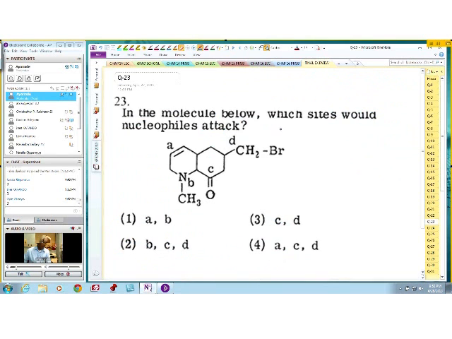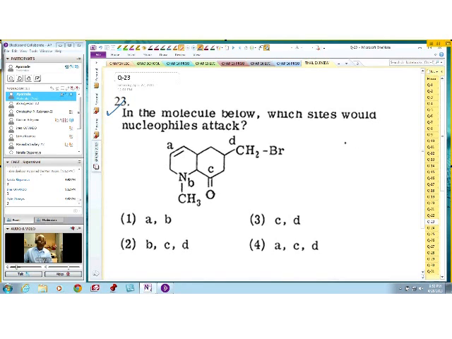Okay, Lorna, go ahead and read this for us. In the molecule below, which site would nucleophiles attack? Okay, very good, and thank you.